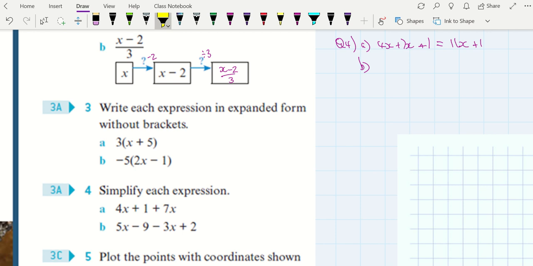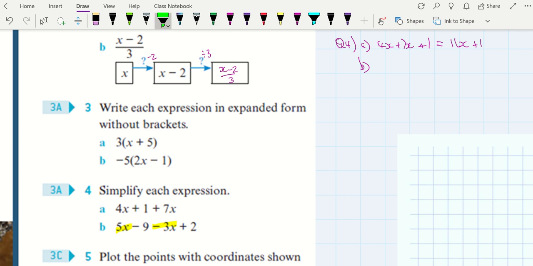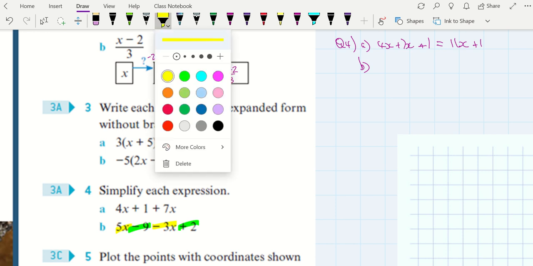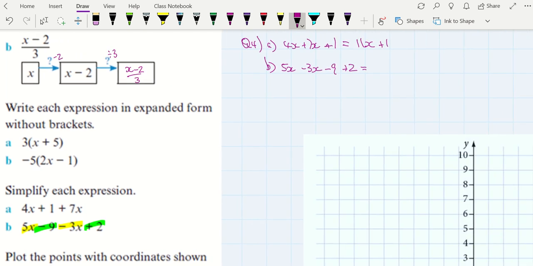So B, let's collect our like terms. What you might want to do is just get a highlighter and highlight the like terms, and note that those are the different types of terms in this expression here. So we've got 5x, take 3x, take 9 plus 2. Okay, well 5x take 3x, well that's got to be 2x. Now negative 9 plus 2 is got to be negative 7.